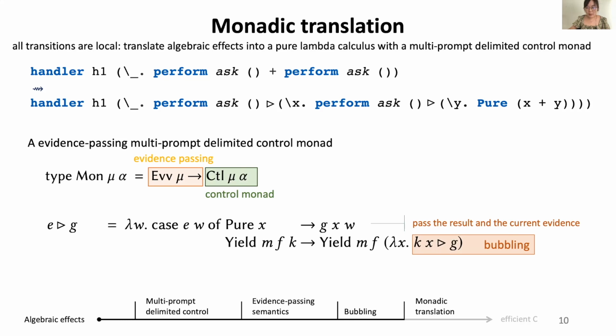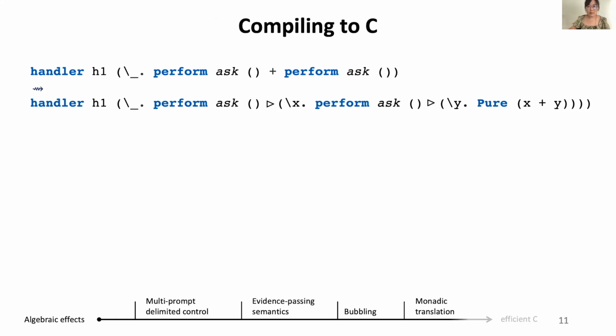You can see all ingredients of the translation in this definition. We have evidence passing, multi-prompt delimited control, and bubbling. At this point, we can use regular compilation techniques to compile the algebraic effects to any target platform. As an example, we show how Koka compiles to standard C.